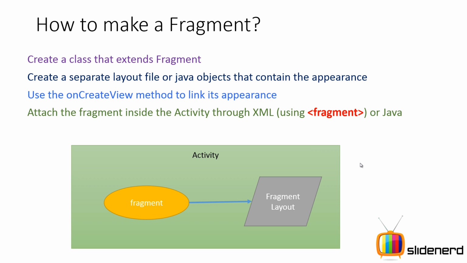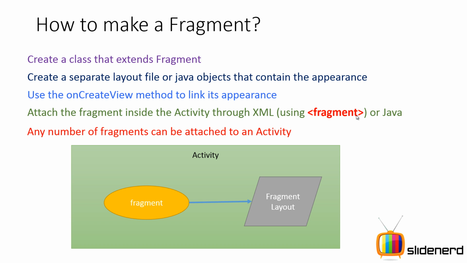Attach the fragment inside the activity through XML using the fragment tag or using Java. But in our case, we are gonna use this fragment tag inside our activity to put a fragment. Any number of fragments can be attached to an activity using the fragment tag. Now when you write this fragment tag, it is treated almost just like any text view, or you can say list view or grid view or something. You just add it inside your layout, you specify a match parent or wrap content for the width and height, and you're basically done. It's just like a view when you're adding it here in XML.